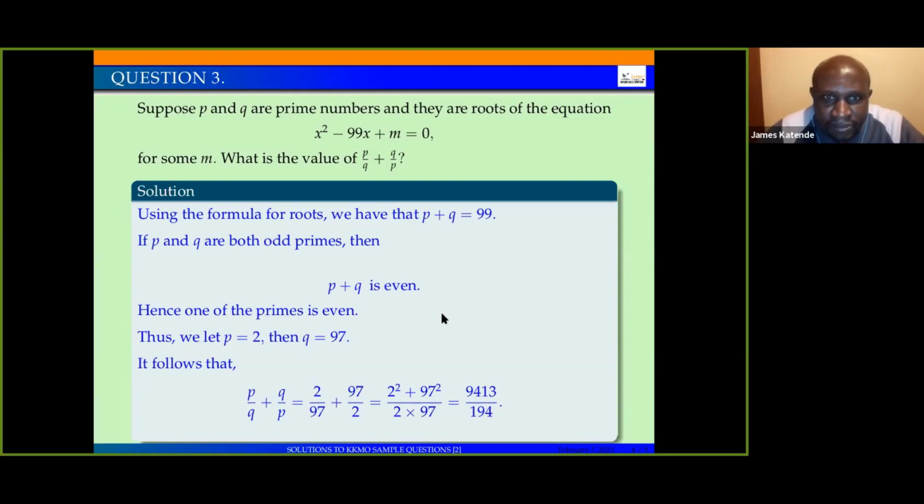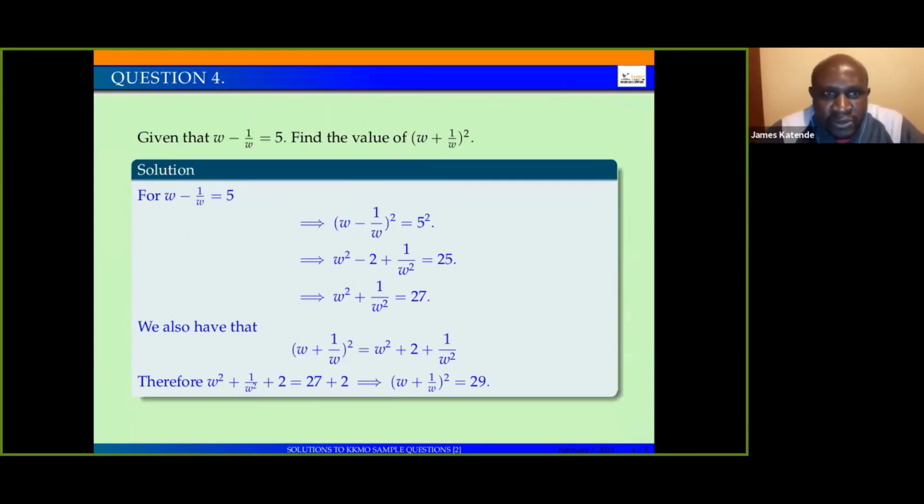So here we use some, once you are done with the quadratic equation, it's just a bit of logic to figure out that the sum of two odd primes cannot give you another odd number, and therefore one of the primes must be an even number, which is the only option for the even prime is 2. So then the second prime number must be 97. Then the rest follows. So I will move to the last question in these slides.